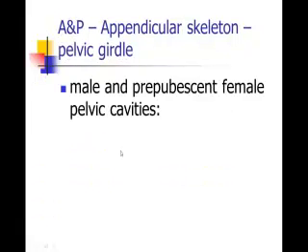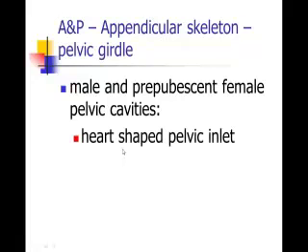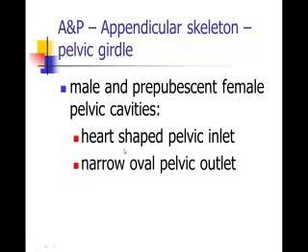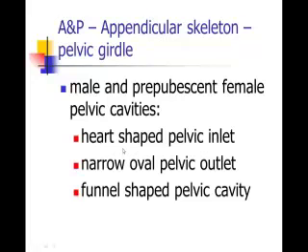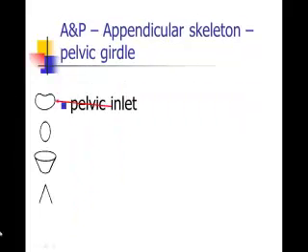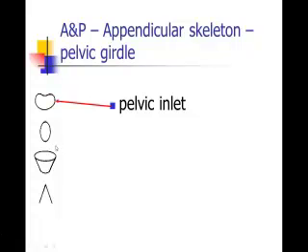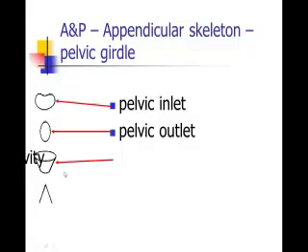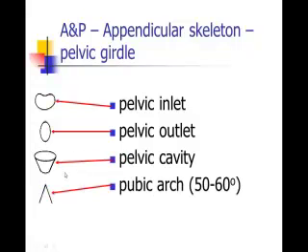Okay, so male and prepubescent female cavities are pretty much the same. There's a heart-shaped pelvic inlet, a narrow pelvic outlet, a funnel-shaped pelvic cavity, and a narrow pubic arch, 50 to 60 degrees, as I mentioned earlier. So here we see the pelvic inlet, and you'll notice it's almost heart-shaped, which has led a number of people to erroneously conclude that a male's heart is in his pelvis. We have the narrow pelvic outlet, funnel-shaped pelvic cavity, 50 to 60 degree pubic arch.